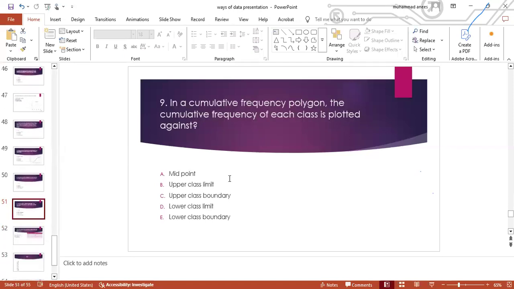9. In a cumulative frequency polygon, the cumulative frequency of each class is plotted against A, midpoint, B, upper class limit, C, upper class boundary, D, lower class limit, E, lower class boundary. C. Yes, C is the correct answer.